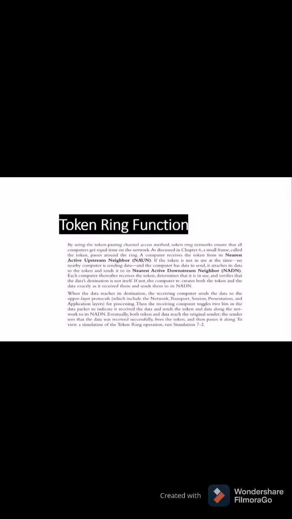The computer recreates both the token and the data exactly as it received them and sends them to its destination. In this page, as you can see, this is the token ring summary. You can see the 7-9 category. It has the category and the summary as well. I'm just going to leave it here for you, and you can see it by yourself.